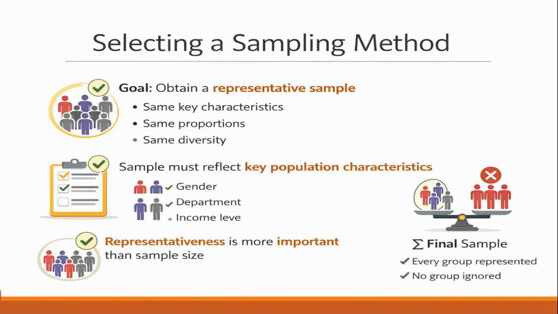Let's start with the most important idea in sampling. The goal of sampling is not to collect the largest sample, but to collect a representative sample. A representative sample means that your sample should reflect the characteristics of the population. For example, if your population has 60% males and 40% females, different age groups or departments, your sample should reflect these proportions as closely as possible. A small but well-selected sample is much better than a large but biased sample.